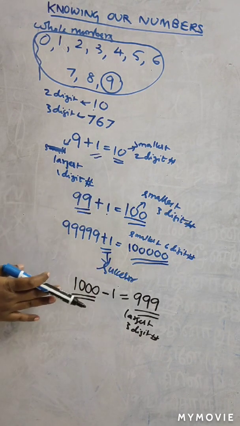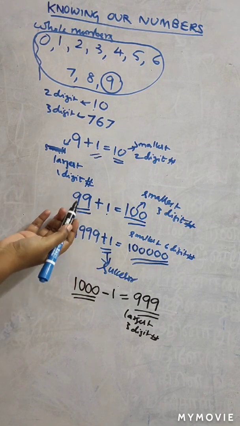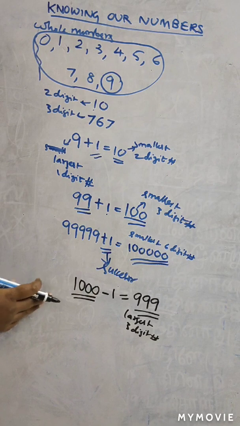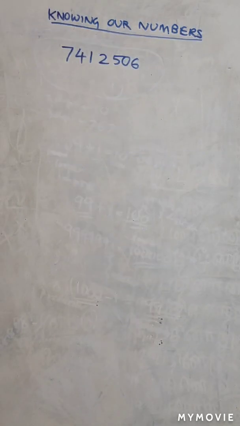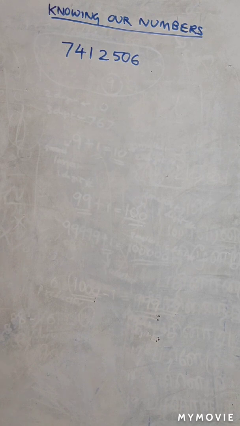Okay, so if the question is find the successor and predecessor, this is how you can do that. Add 1 to get the successor and subtract 1 to get the predecessor. So now on the screen you see a number. This is a big number, difficult to read without proper separation of the numbers. So there are certain systems in place which will make reading and writing of the numbers much easier.